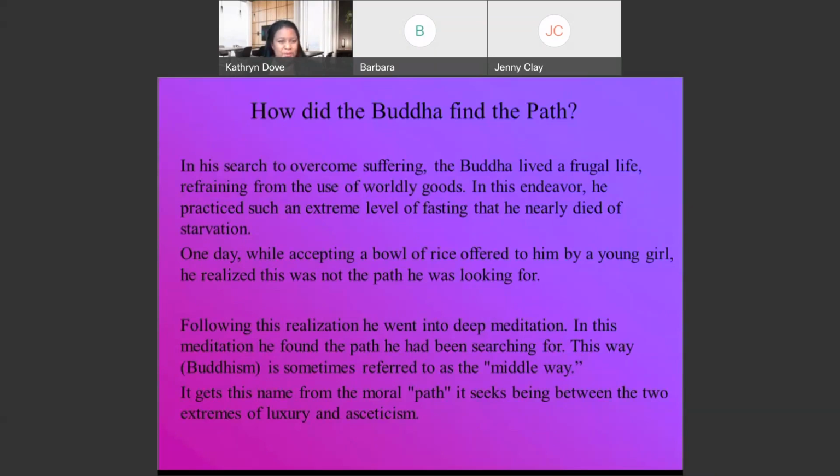One day, he accepted a bowl of rice offered to him by a young girl, and he realized that fasting was not the path that he was looking for. And then he went into a deep meditation, and in this meditation, he finds the path. The path is known as the middle way, similar to Aristotle's golden mean. So in Buddhism, it's called the middle way, and it is the path between two extremes of luxury and asceticism.